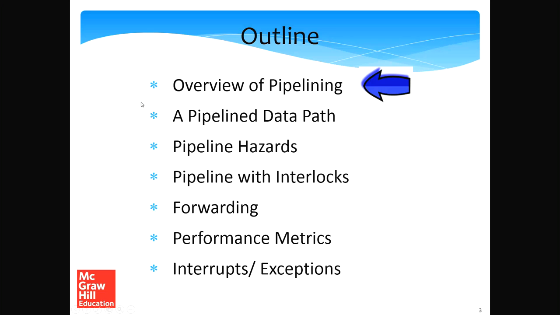The way we divide this chapter is as follows. We'll have an overview of pipelining first. Then we shall discuss a pipeline data path where we change the data path of the processor to incorporate pipelining. Then we'll discuss several problems with pipelining called pipeline hazards and methods that we apply to fix those problems, pipelining with interlocks and forwarding. We then look at performance metrics for processors and finally end with a quick discussion on interrupts and exceptions.